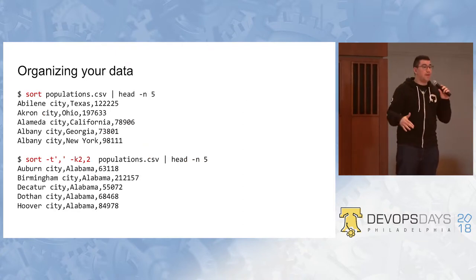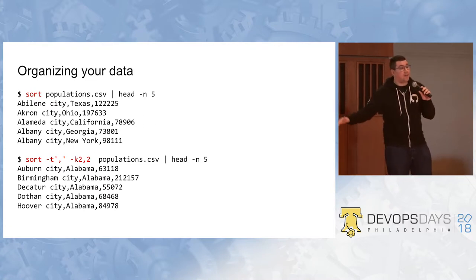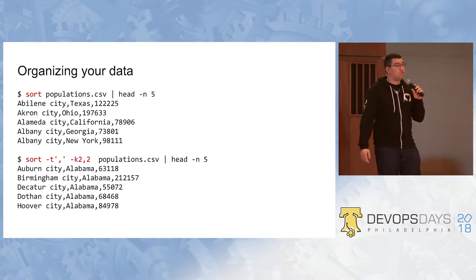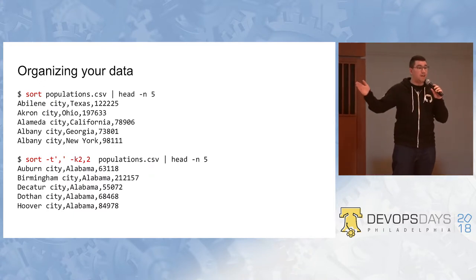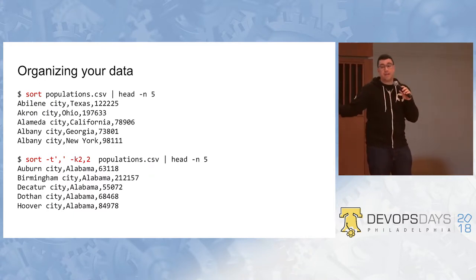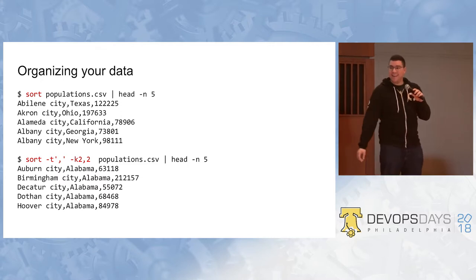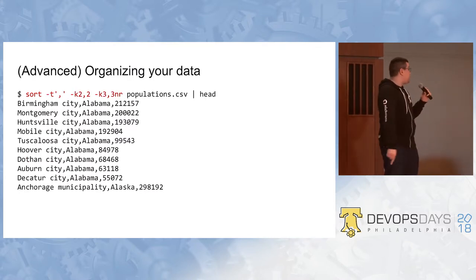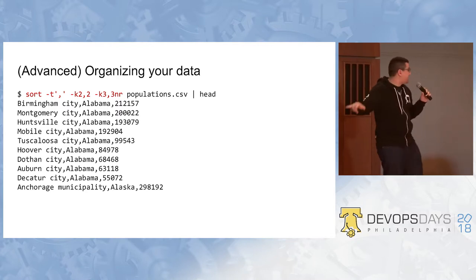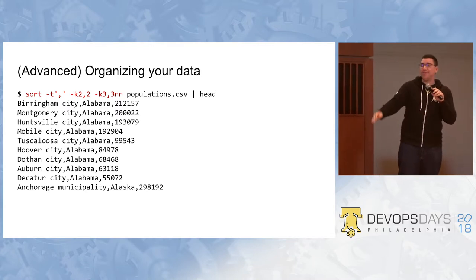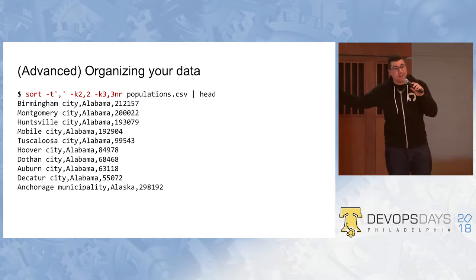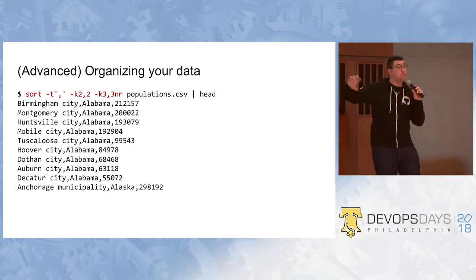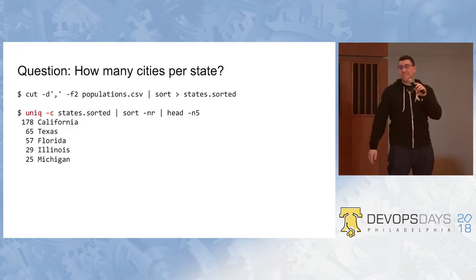Organizing your data, sort by default will work on the entire line alphabetically, but you can use the -k flag there in order to sort on a column within your data. So here I'm sorting by state alphabetically. Cool. But it gets even cooler because you can use multiple key flags. So here in this example, I'm first sorting by state alphabetically, the second column, and then I'm sorting by the third column, population, numerically, in reverse.